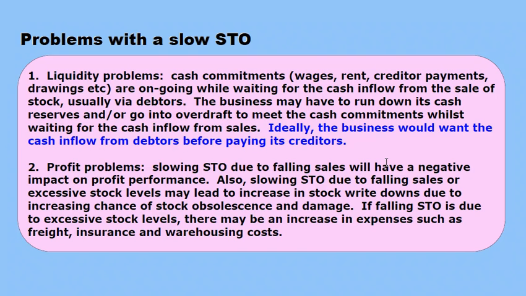These cash commitments are ongoing whilst waiting for the cash inflow from the sale of stock, which is sometimes, of course, via debtors. The business may have to run down its own cash reserves, reduce its bank account, and or go into overdraft to meet the ongoing cash commitments whilst they're waiting for the cash inflow from the sales. Ideally, of course, the business would want the cash inflow from debtors before paying its own creditors, but of course that ideal situation may not occur. So a faster stock turnover will be better for liquidity, because that'll mean there's a quicker cash sales, or quicker sales, then debtors, then the cash inflow from the debtors. So the major problem associated with a slow stock turnover is that it may be consistent with poor liquidity position.